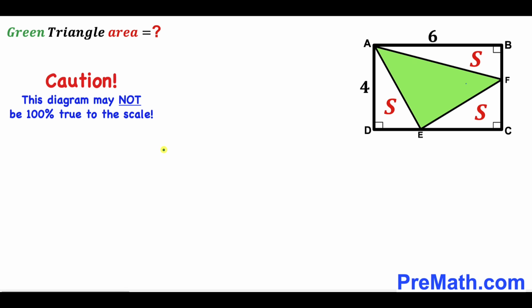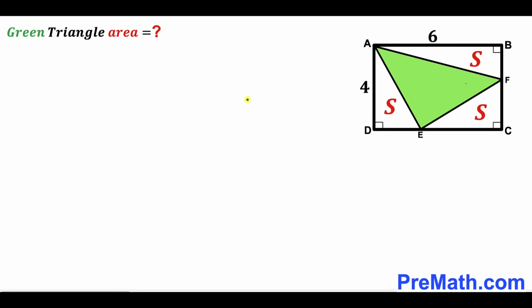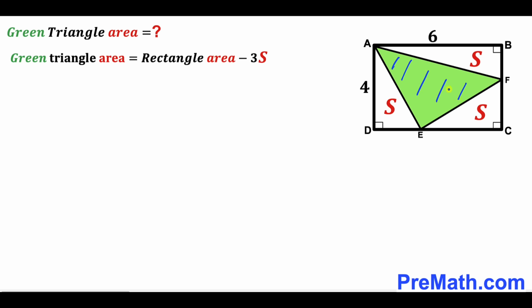Please keep in mind that this figure may not be 100% true to the scale. Let's go ahead and get started, and here's our very first step. Let's make an observation. The green shaded triangle area is going to be equal to the area of this rectangle ABCD minus the sum of these three areas of the white triangles, as you can see in this given equation. So now our task is to calculate the area of this rectangle ABCD and the value of uppercase S area as well.